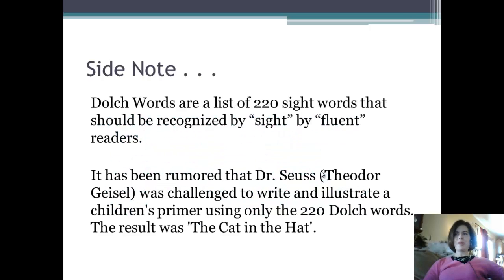Side note. You know, these words that we want students to be able to recognize immediately. Well, a fine gentleman called Dolch came up with these words, and we call them the Dolch words. It's a list of 220 sight words that commonly occur in the English language and should be recognized by sight by fluent readers. In fact, it's been rumored that Dr. Seuss was challenged to write and illustrate a children's primer using only the 220 Dolch words, and the result was The Cat in the Hat.